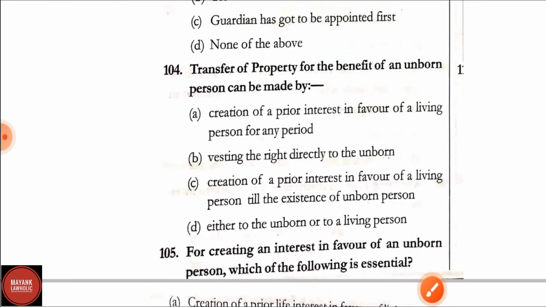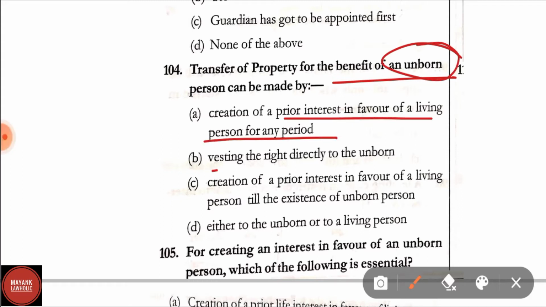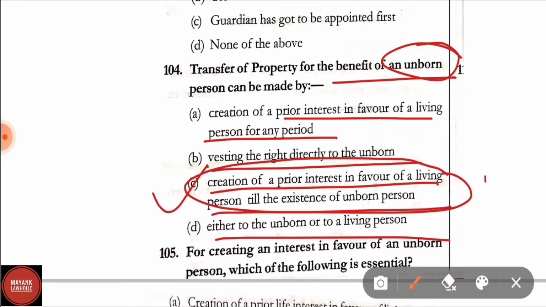Question number 104. Transfer of property for the benefit of an unborn person can be made by creation of a prior interest in favor of a living person for any period, vesting the right directly to the unborn; creating of a prior interest in favor of a living person till the existence of unborn person; either to the unborn or to a living person. Here correct answer is option C, that is creation of a prior interest in favor of a living person till the existence of unborn person.